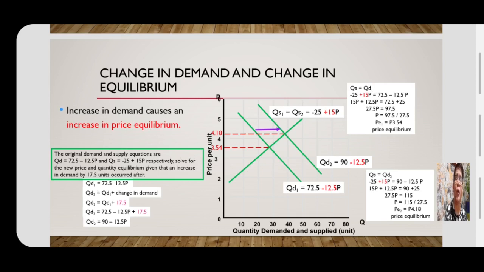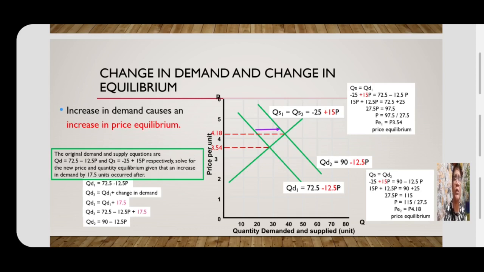So if the 17.5 is added to the original demand equation, then what we have is the new demand equation, which is QD sub 2. So QD sub 2 is equal to QD sub 1 plus 17.5. Therefore, QD sub 2 is equal now to 72.5 minus 12.5P, which is the equation of QD sub 1, plus the increase in demand by 17.5. So simplifying, we now have QD sub 2 is equal to 90 minus 12.5P.